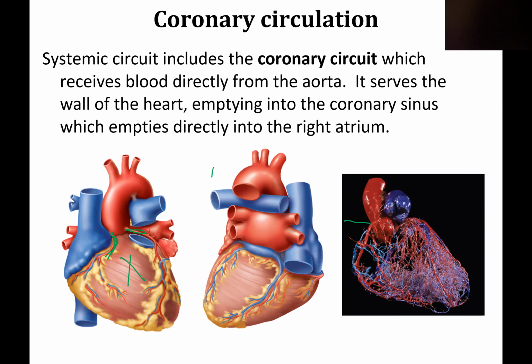So coronary circuit. You have the left and the right coronary arteries, and then there's a branch off of the left coronary artery, because the left coronary artery proper comes down here. And it becomes the circumflex artery, which comes around. And then you have a great cardiac vein and a middle cardiac vein and various other ones, but they all empty into that coronary sinus, which empties directly into the right atrium.